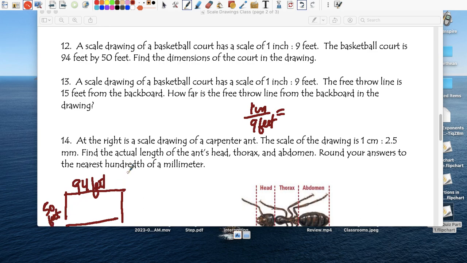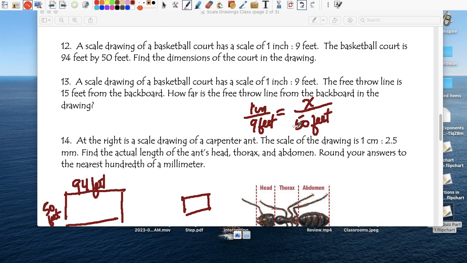So we want to know how much it would be in the drawing. So we're drawing the basketball court. How do we change it? So 1 inch equals 9 feet. Let's do the 50 feet first. If I have 50 feet, how many inches would that be if I use this scale?